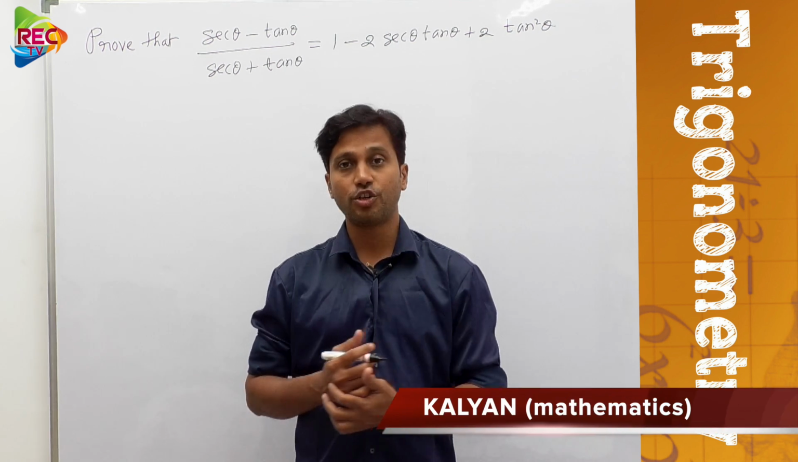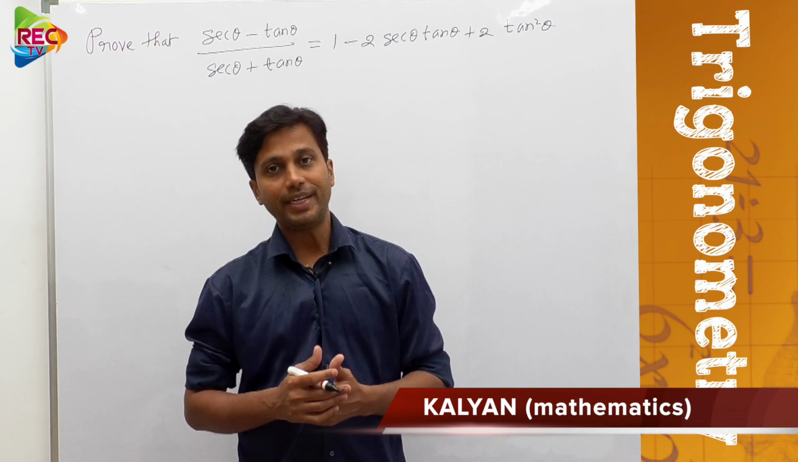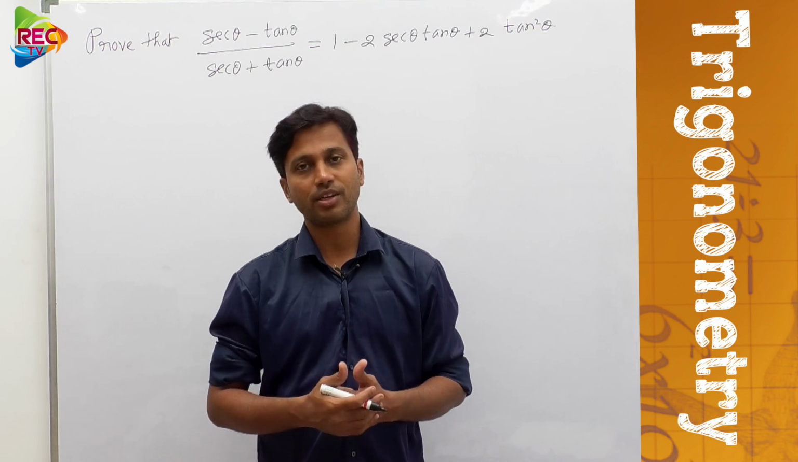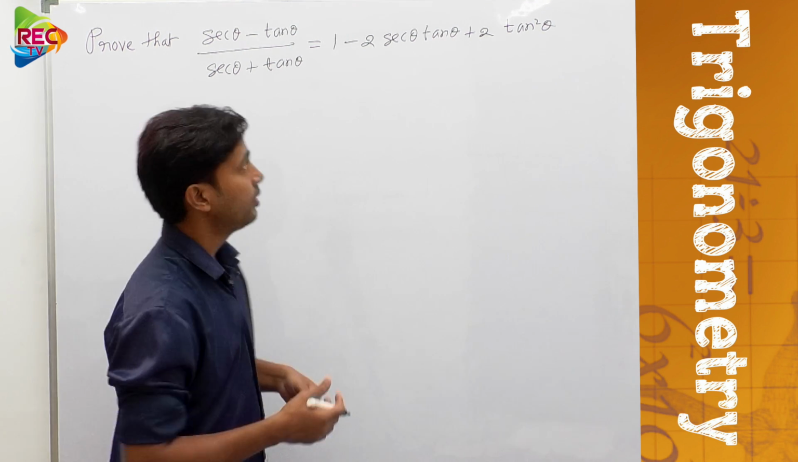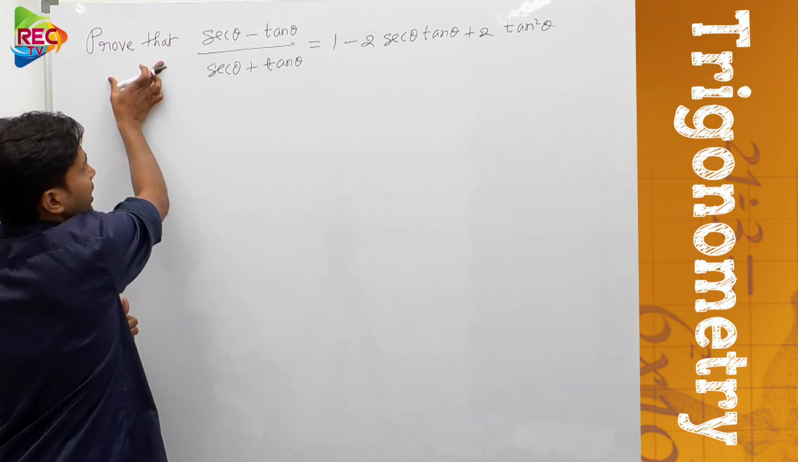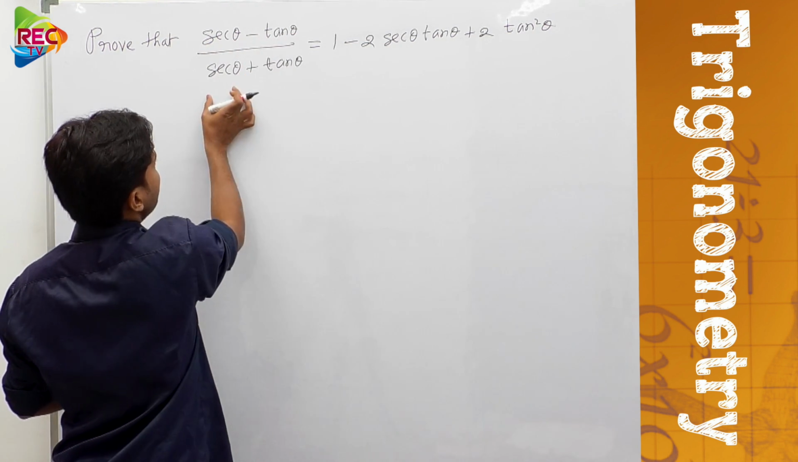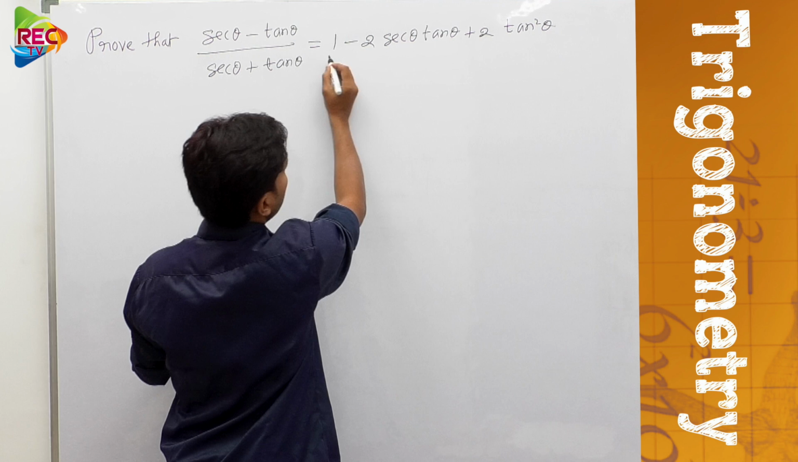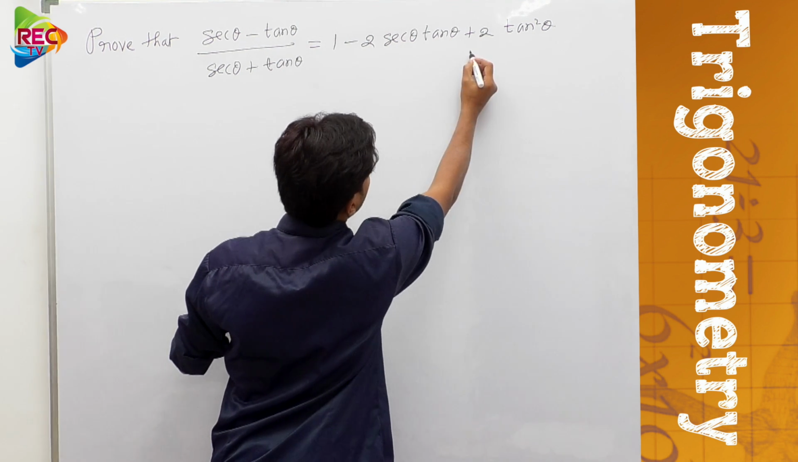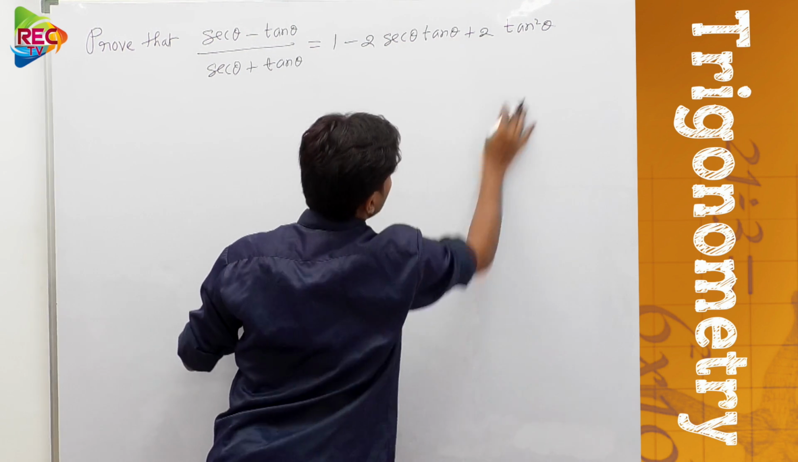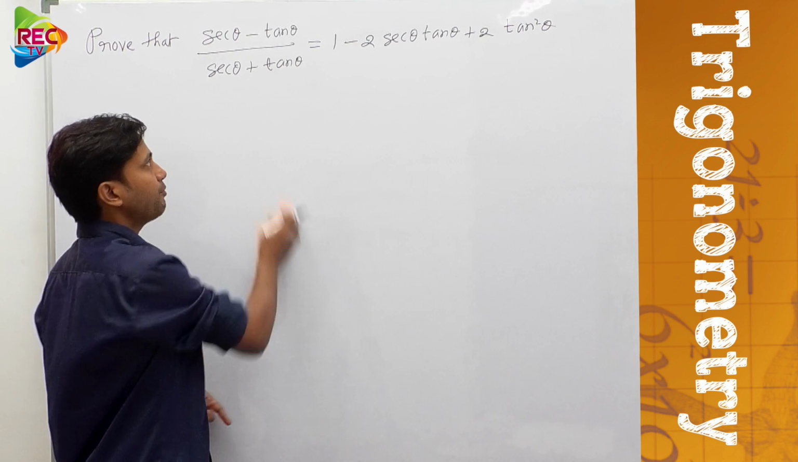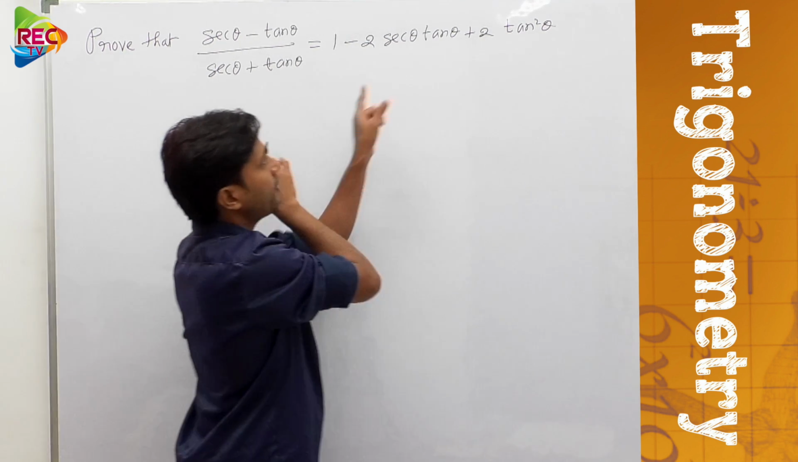In this session also we are going to solve one more important application based on trigonometric identities. Let us start. We need to prove that (secant theta minus tan theta) by (secant theta plus tan theta) is equal to 1 minus 2 secant theta tan theta plus 2 tan square theta. Anyways, we have to take LHS and we need to obtain RHS.